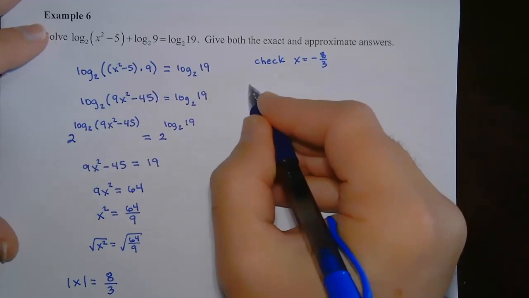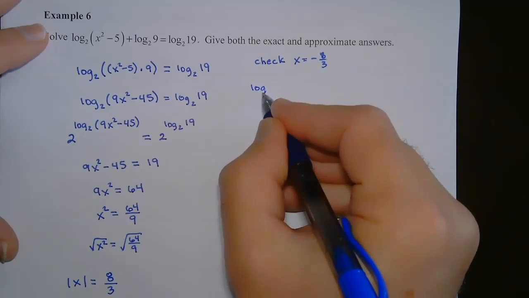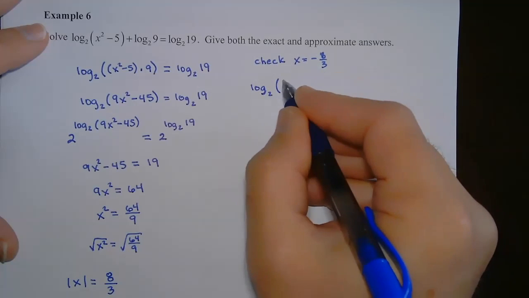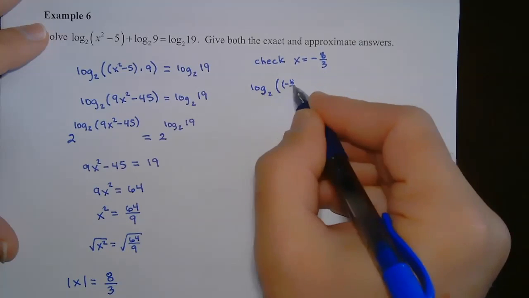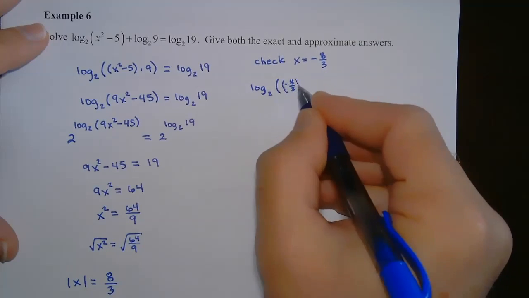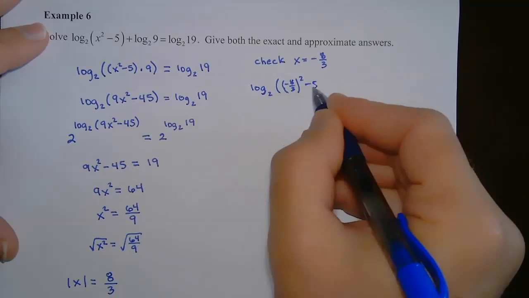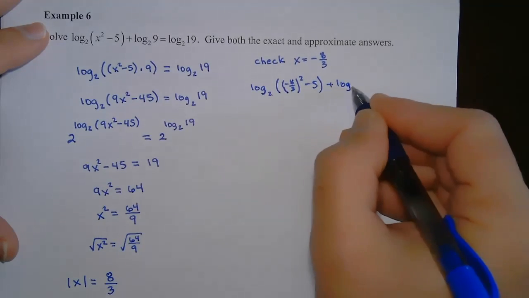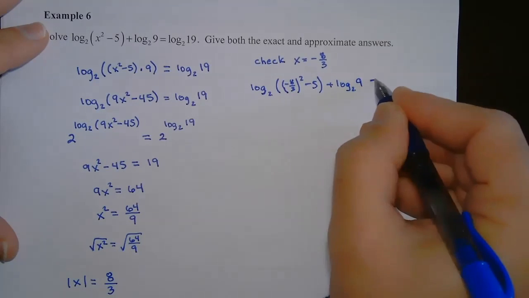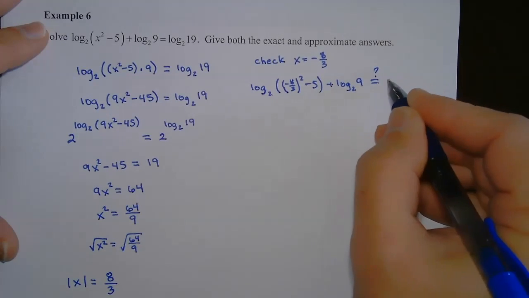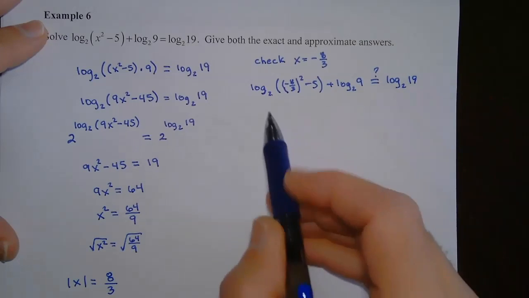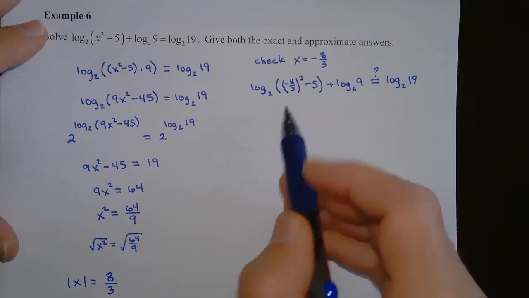8/3. Okay, so we have log base 2 of, and we're going to have to square negative 8/3, and then minus 5, and then plus log base 2 of 9. Does that equal log base 2 of 19? So I got to get this side to be log base 2 of 19, okay?